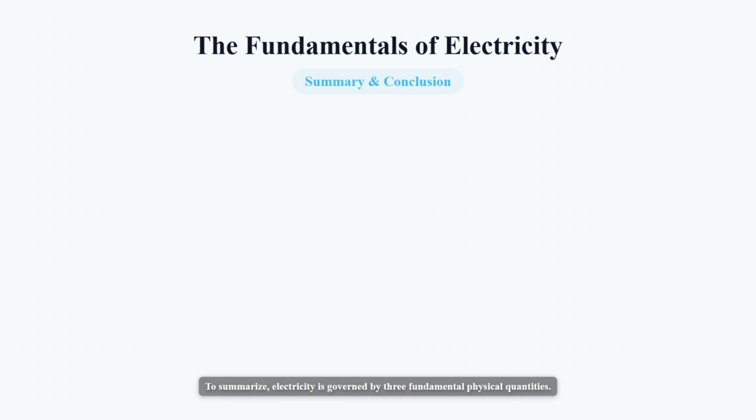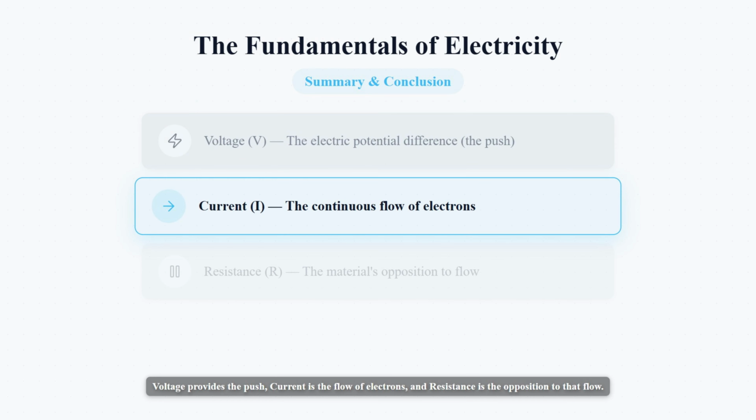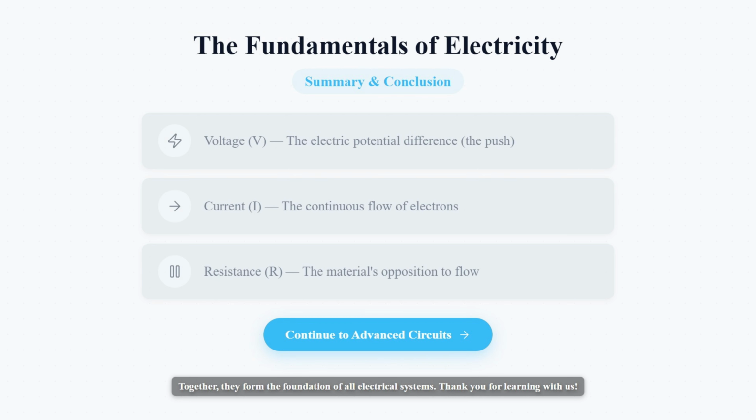To summarize, electricity is governed by three fundamental physical quantities. Voltage provides the push, current is the flow of electrons, and resistance is the opposition to that flow. Together, they form the foundation of all electrical systems.